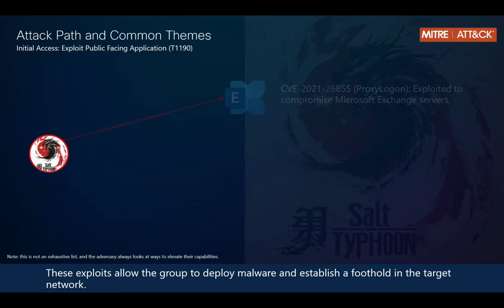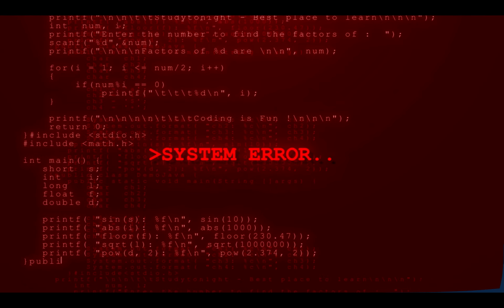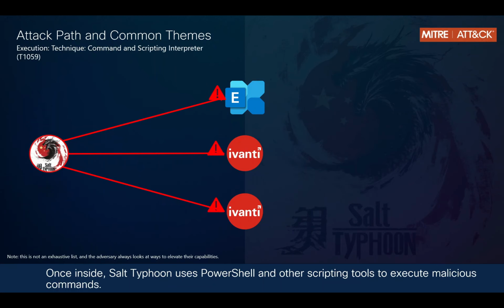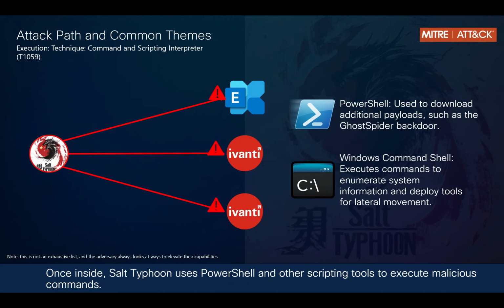the adversary's success. And so there was a couple of CVEs that they took advantage of. One was around Microsoft Exchange servers and the other Advantage. Again, not a comprehensive list, but they compromised these vulnerabilities using an exploit and landed on those systems. Now that gave them initial access. Now once they had initial access, then it's execution. And they leveraged PowerShell. And they used PowerShell to download additional payloads such as Ghost Spider backdoor. They also used Windows Command Shell to execute commands to enumerate system information and deploy tools for lateral movement.